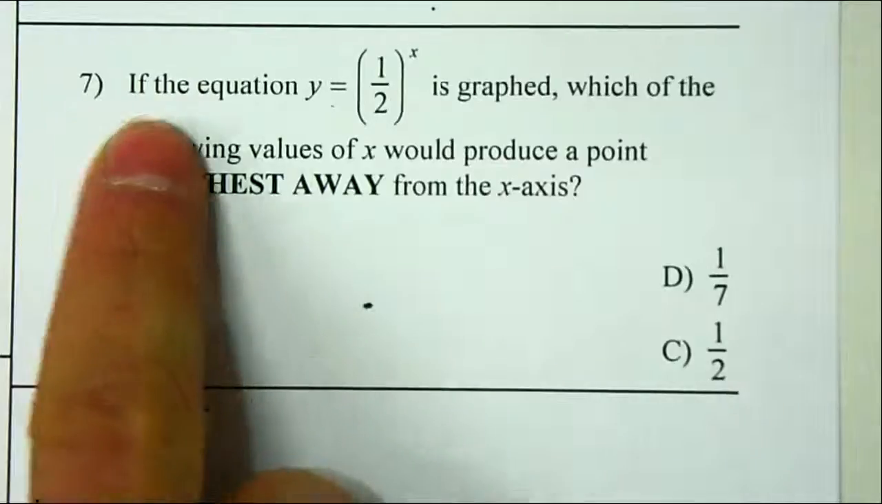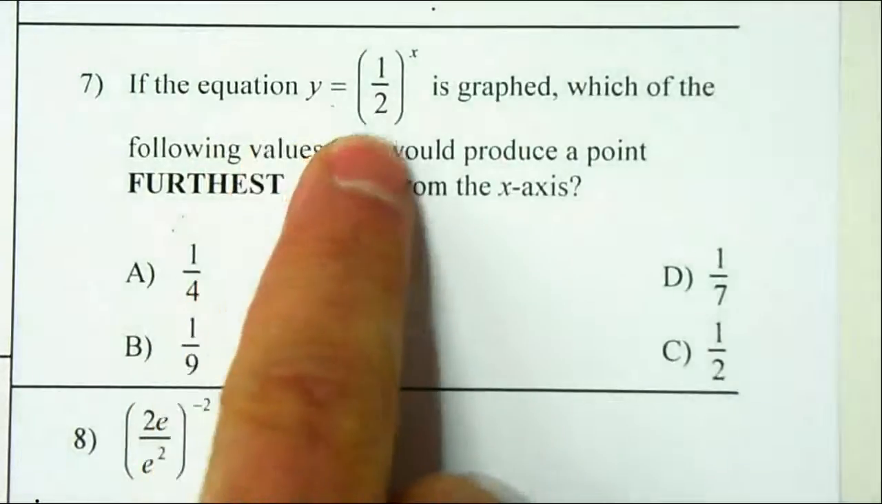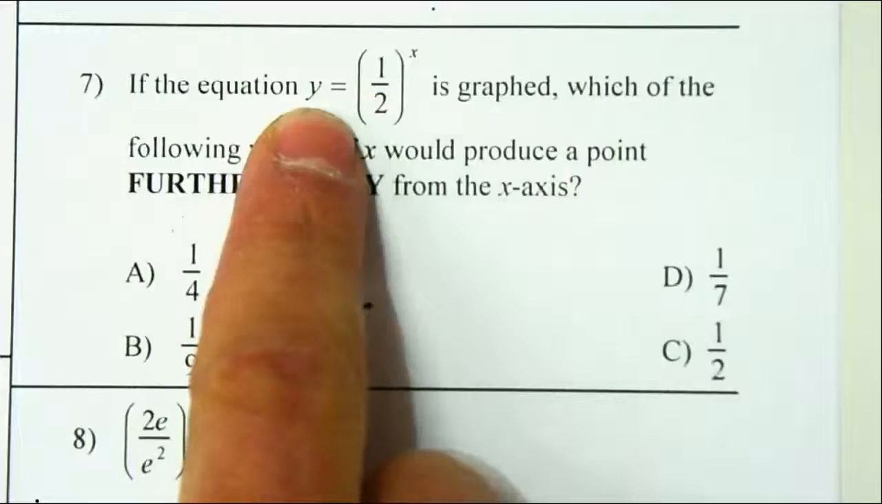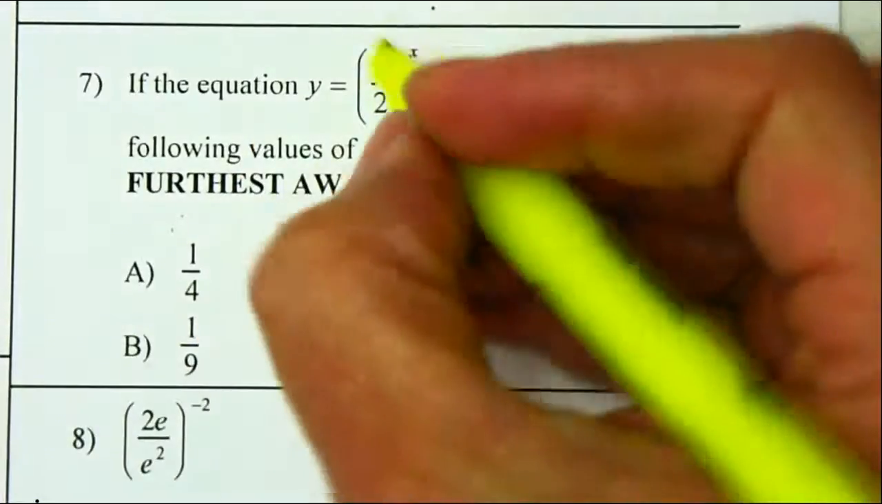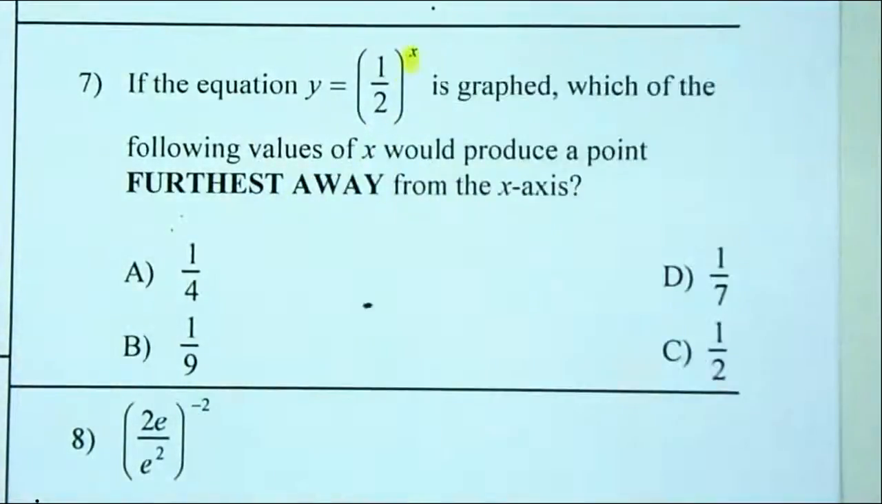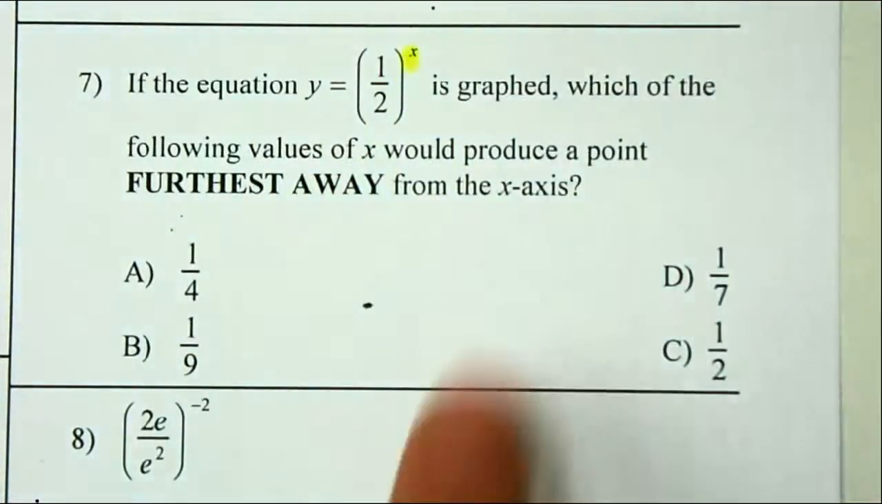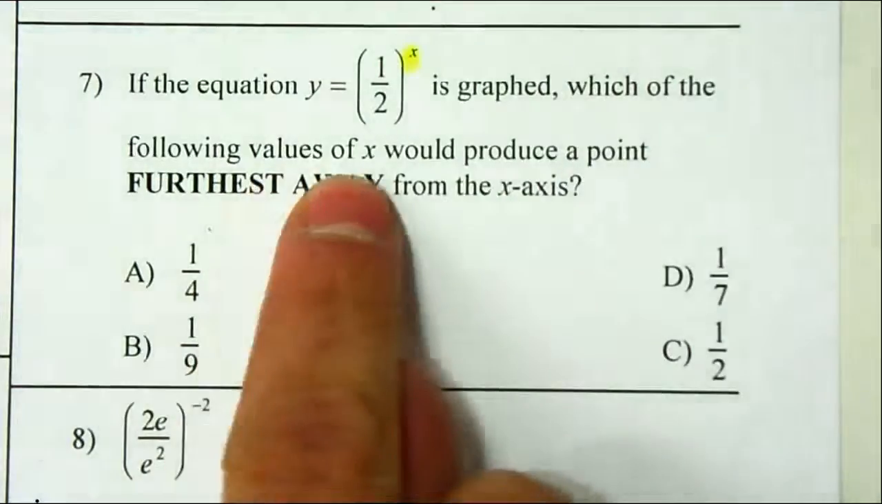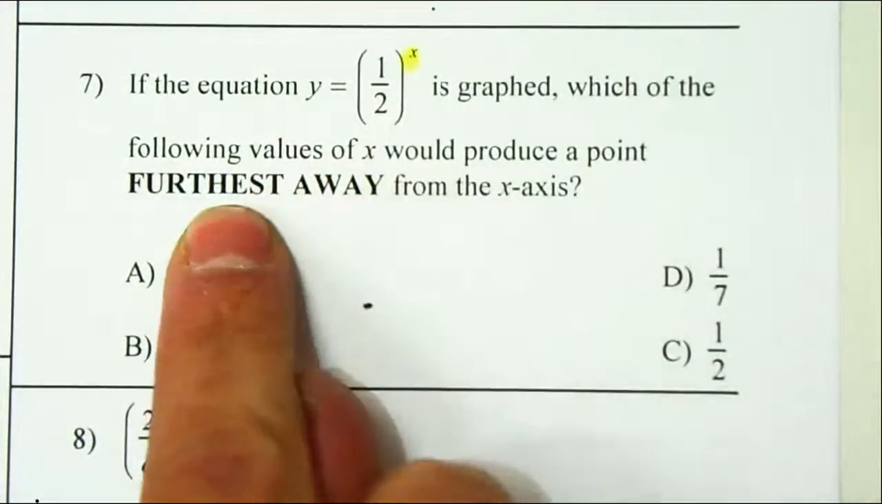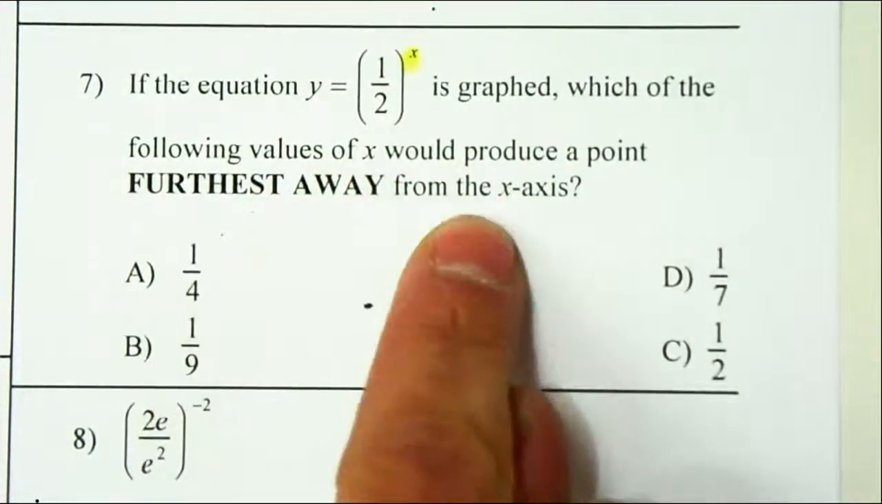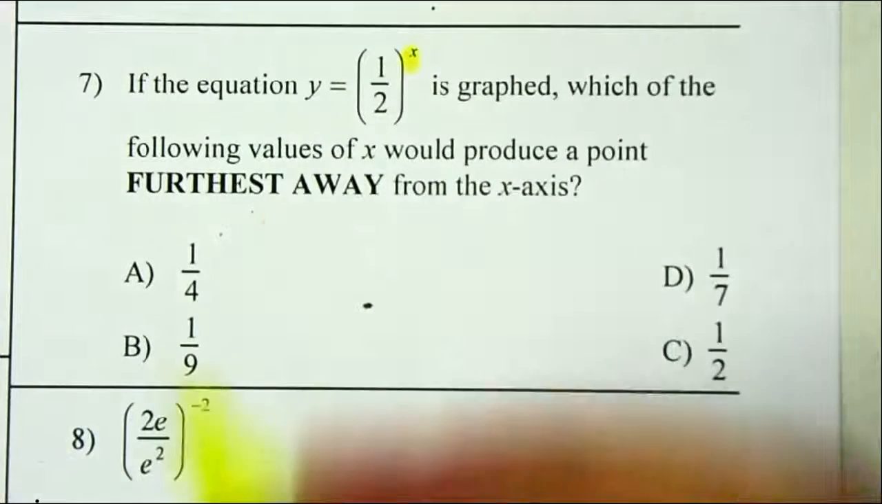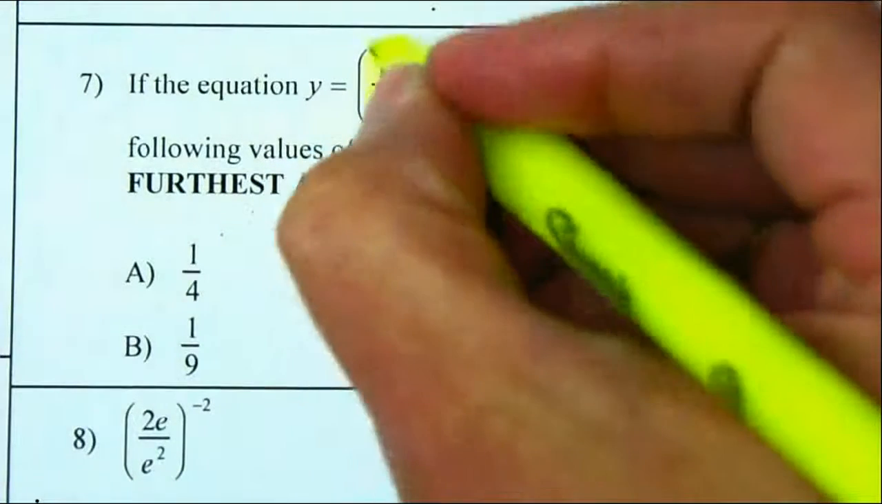Number 7. If the equation is graphed and they give you an exponential function, remember, if your x is the exponent, that's called an exponential function. Which of the following values of x will produce a point furthest away from the x-axis? So in this case, first you need to decide, is this an exponential growth or decay?